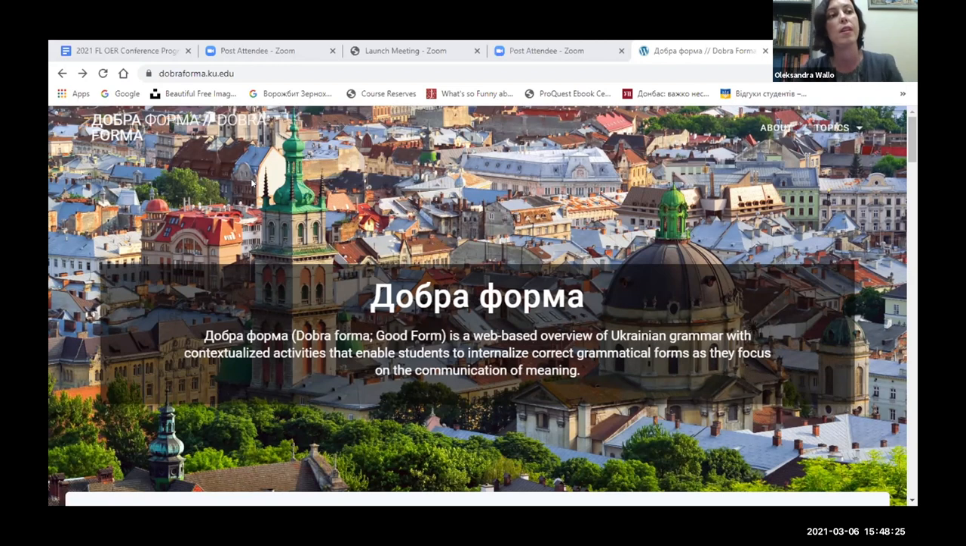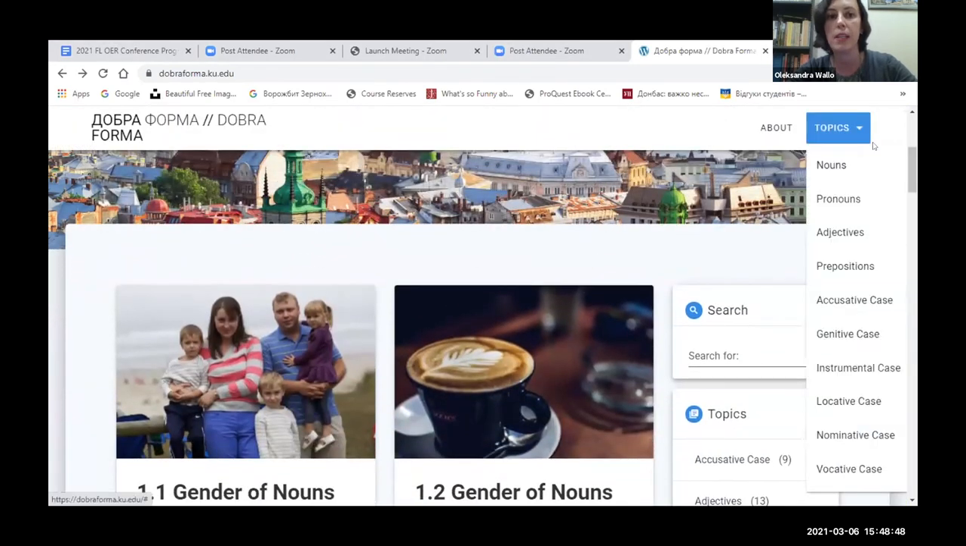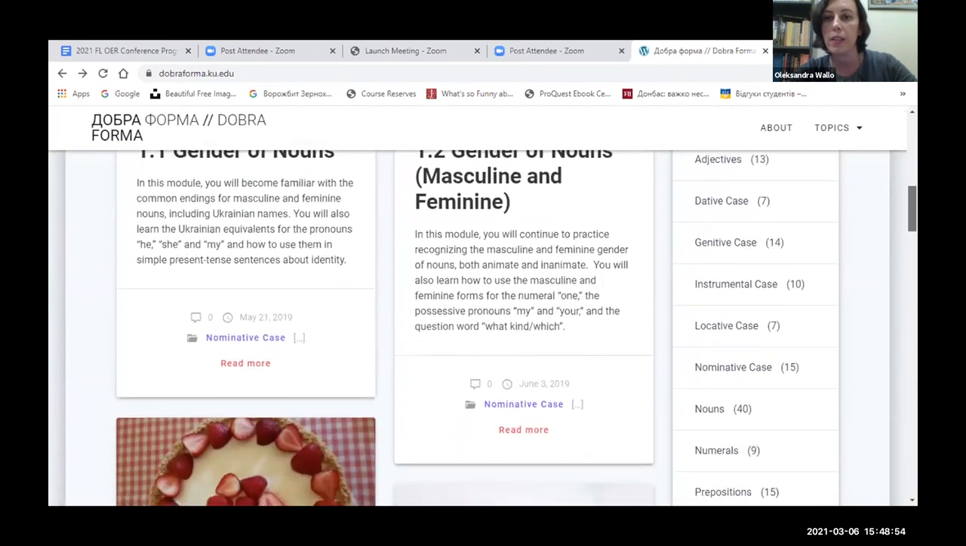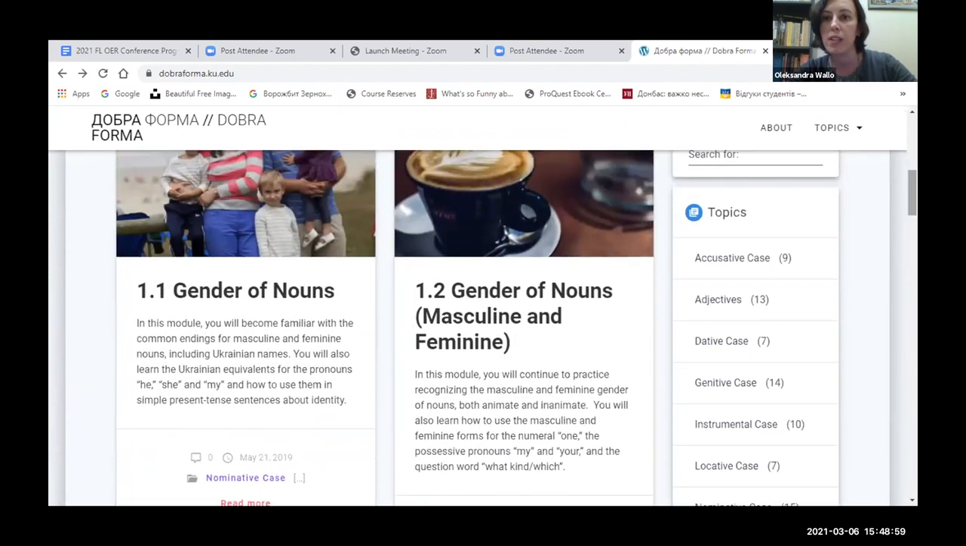So this is a resource that covers the fundamentals of Ukrainian grammar, usually taught in first year courses of Ukrainian. It has a modular structure that allows instructors and students to pick and choose from a variety of grammar topics to supplement existing curricula. So this is not a standalone textbook. It really is a supplement to existing curricula, and I'll scroll down a little bit so you can see the topics that are already available here on the side. As you can see, we divide them all by grammar categories, by parts of speech, cases, etc.